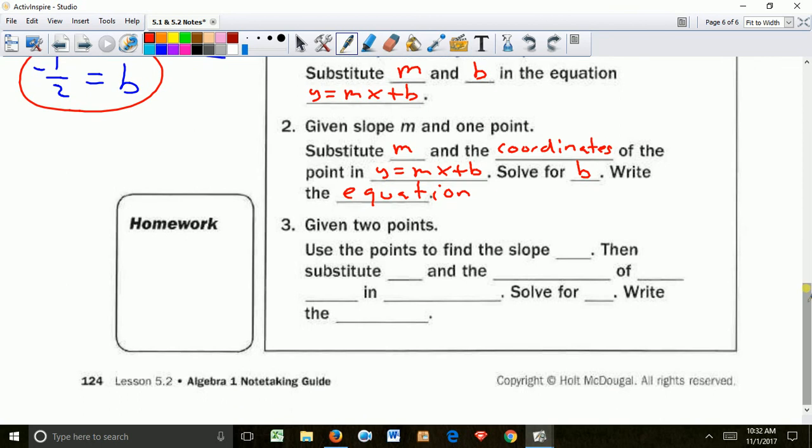And then case 3, this is the most difficult case. When you're given 2 points, this one requires more steps. Here you got to use the points to find slope m. Then you want to substitute m and the coordinates of 1 point. Again, it doesn't matter which point. In slope-intercept form, y equals mx plus b. You then solve for b, and once that's solved, you do write the equation in slope-intercept form.